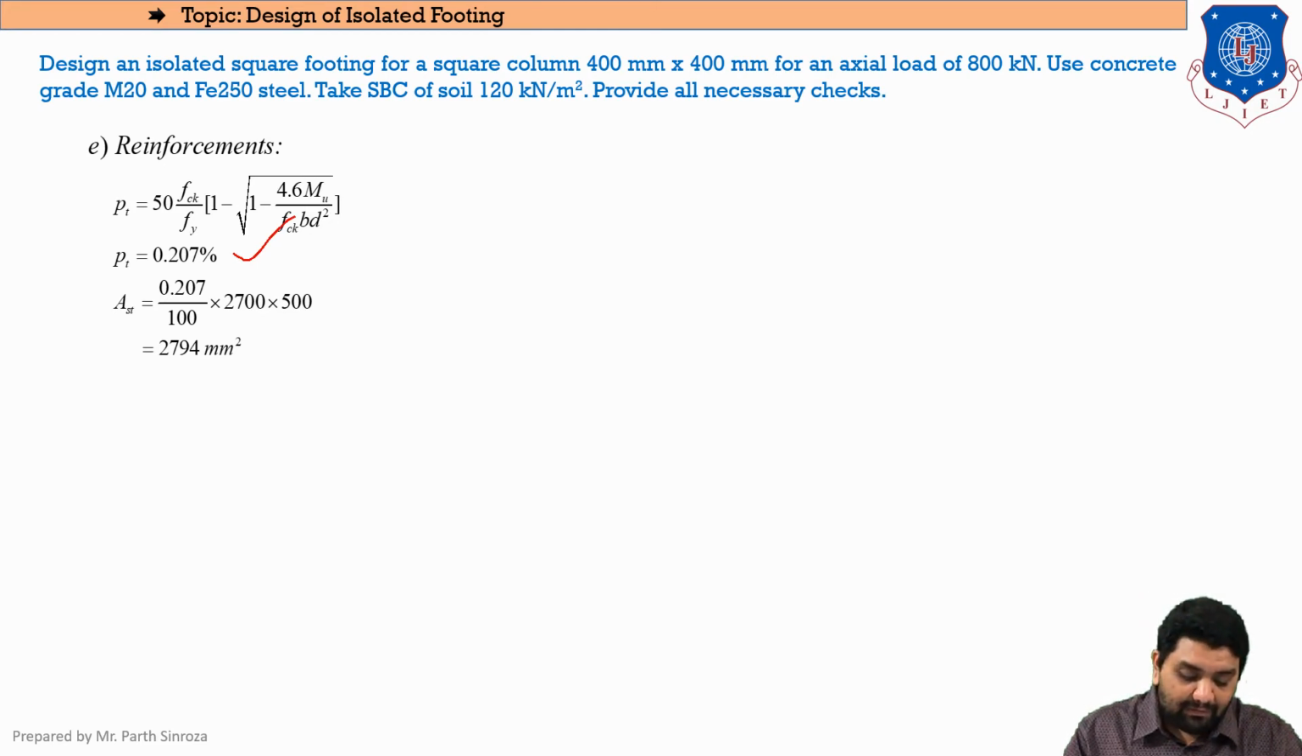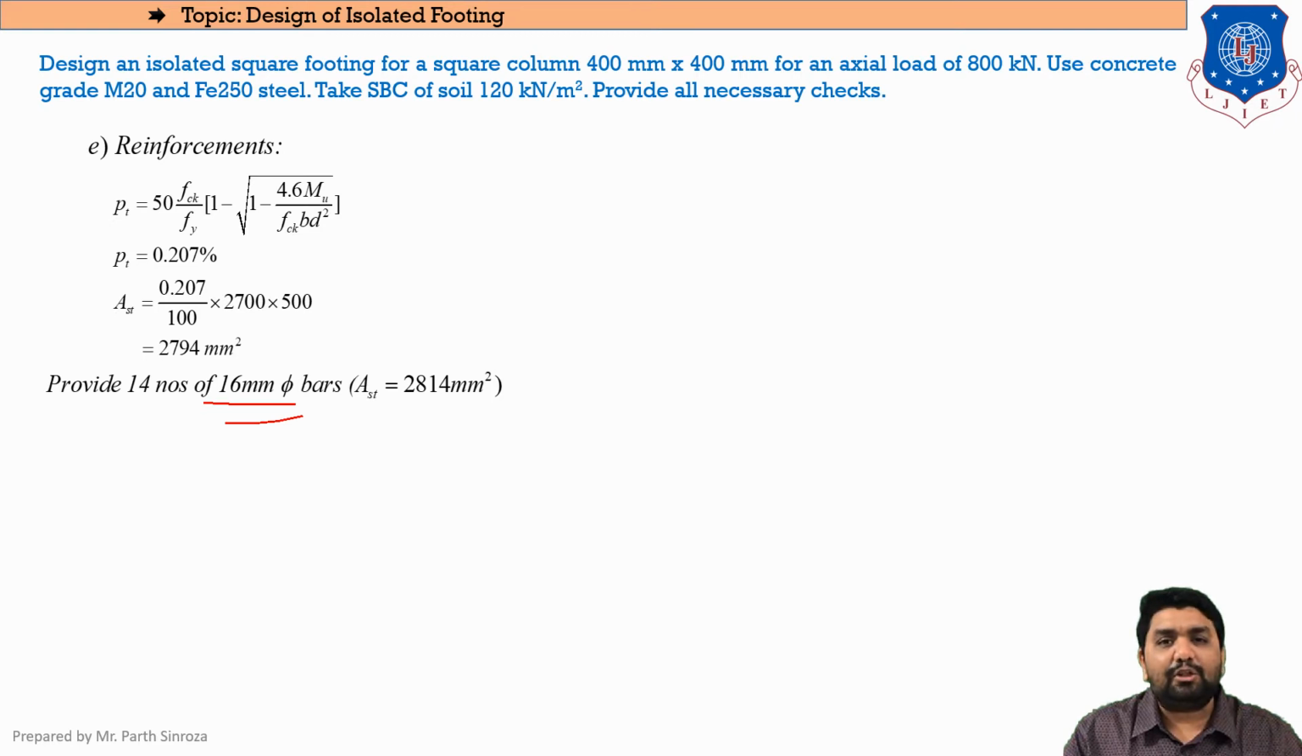And now we'll be finding the value of AST, that will be PT BD by 100. So this value comes out to be 2794 mm square. And for this we'll be providing the bars. We'll be taking the bars of 16 mm diameter. You can either opt for 16 or 20, it is up to you. But always select the bars to be in the range of 16 or 20, clear?